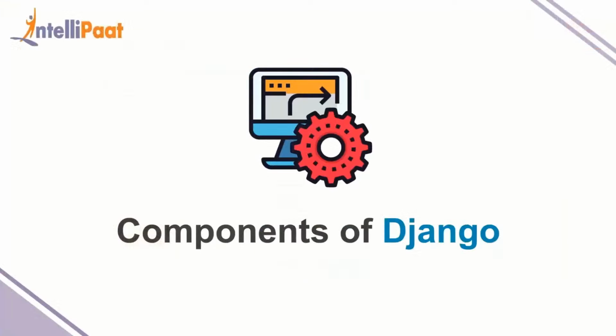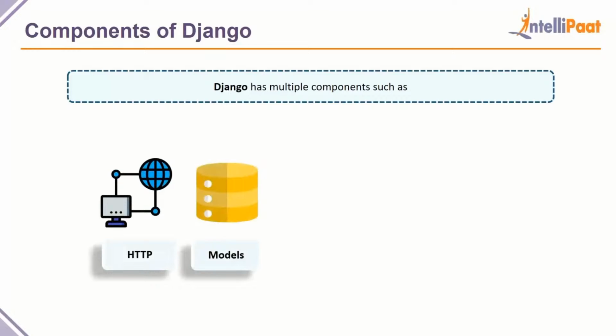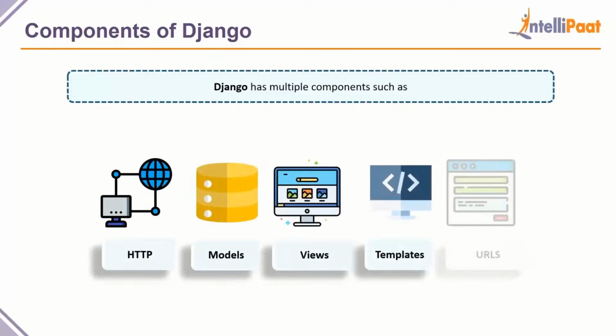So now let's take a look at the components of Django. Since we have already discussed that Django is so very popular because it gives us a lot of features, it has a lot of components. It's now time to take a look at what components Django provides. Django has multiple components such as HTTP, models, views, templates, and URLs.